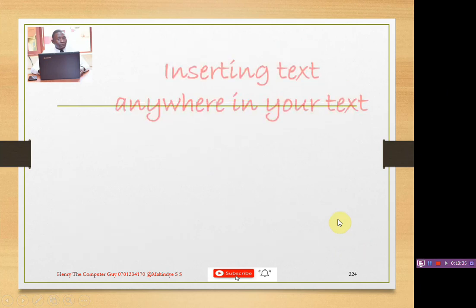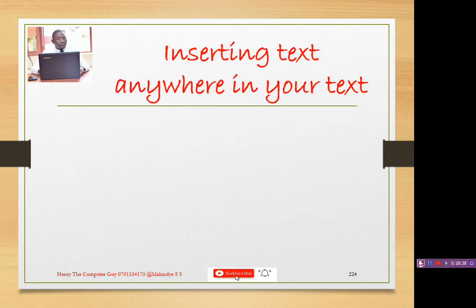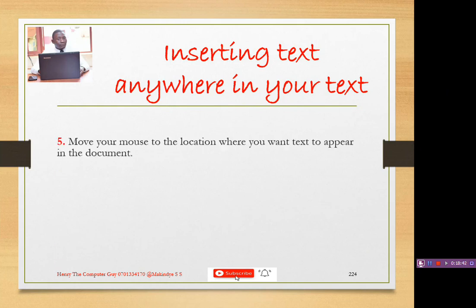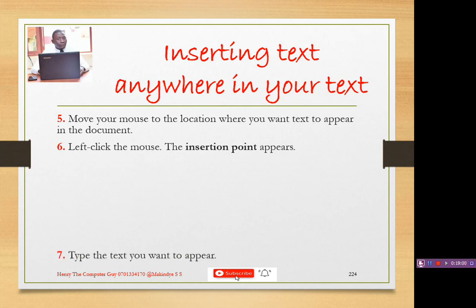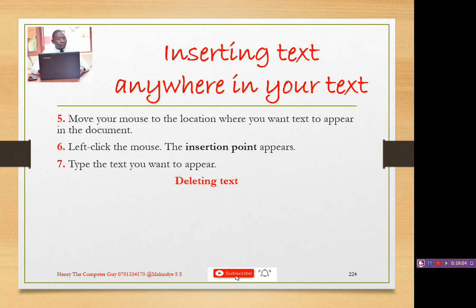We continue. And they're telling us inserting text anywhere in your text. So they're telling us that move your mouse to the location where you want the text to appear in the document. Then left click the mouse, then the insertion point appears. So you'll go and click where you want to insert the text, then actually type the text you want to appear. And even we can also talk about the deleting of the text.